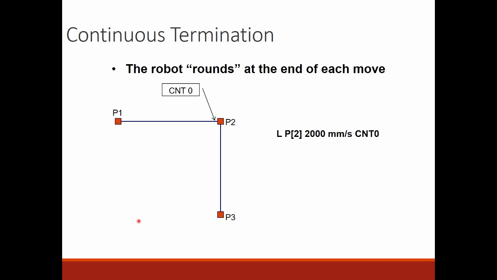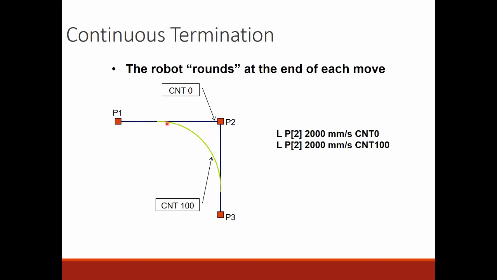Now let's look at what happens with the robot if we use a continuous termination type of motion instruction. Here we have P1, P2, and P3, just as in the previous example. If we have a continuous of 0, that is just like a fine instruction where the robot will come to a stop at P2. However, if we do a continuous of 100, the robot maintains its declared speed of 2,000 millimeters per second as it gets as close to the point as it can without having to slow down or decelerate from that speed as it moves on to point 3.